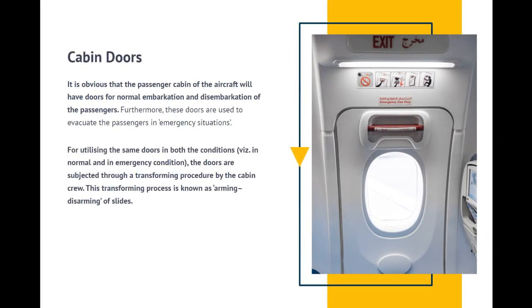Cabin doors. It is obvious that the passenger cabin of the aircraft will have doors for normal embarkation and disembarkation of the passengers. Furthermore, these doors are used to evacuate the passengers in emergency situations. For utilizing the same doors in both the conditions, viz., in normal and in emergency condition, the doors are subjected through a transforming procedure by the cabin crew. This transforming process is known as arming-disarming of slides.